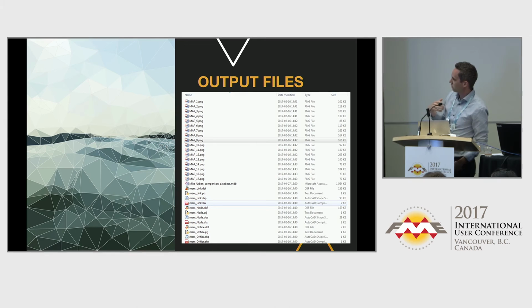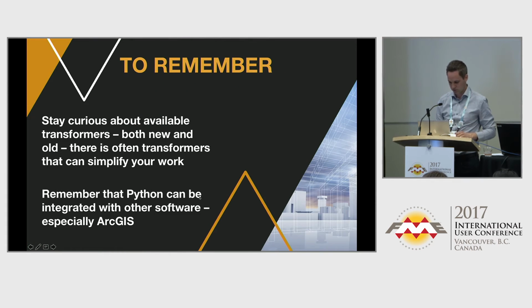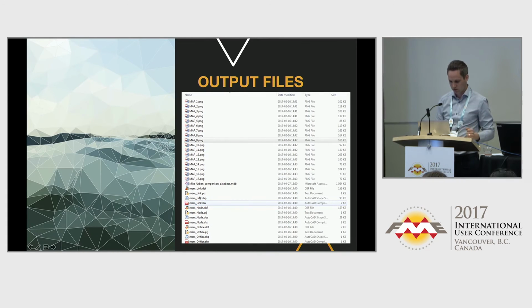Yeah, so this is how it looks like in the output folder. I have all of these maps, and here you can see the MDB, comparison MDB, and yeah, I also, just because it's easier in FME, printed it out as shape files as well. And you can do any format.